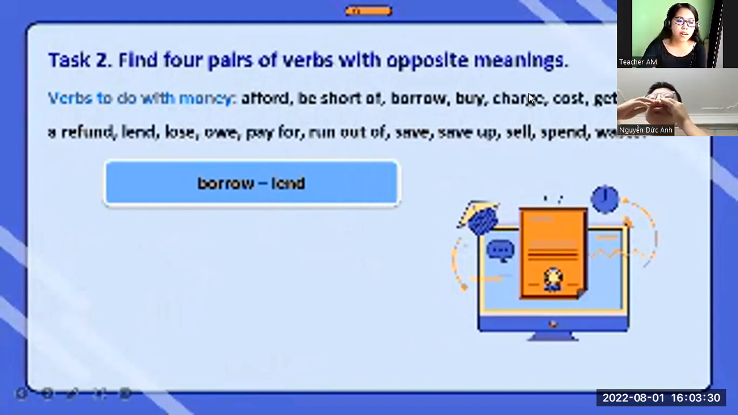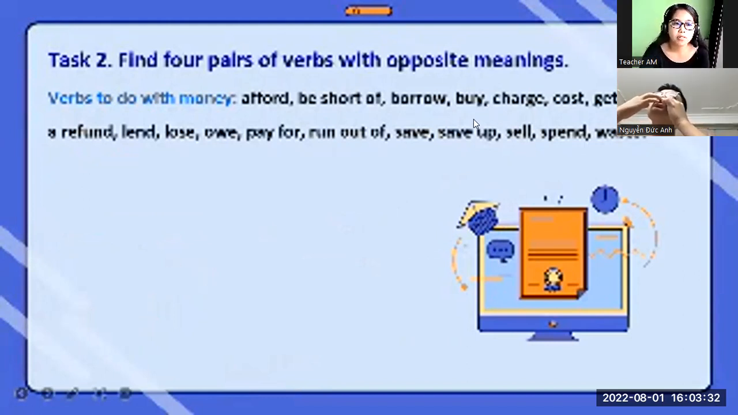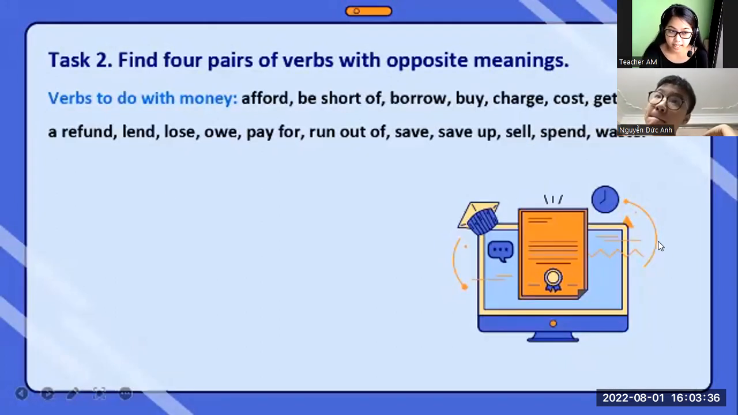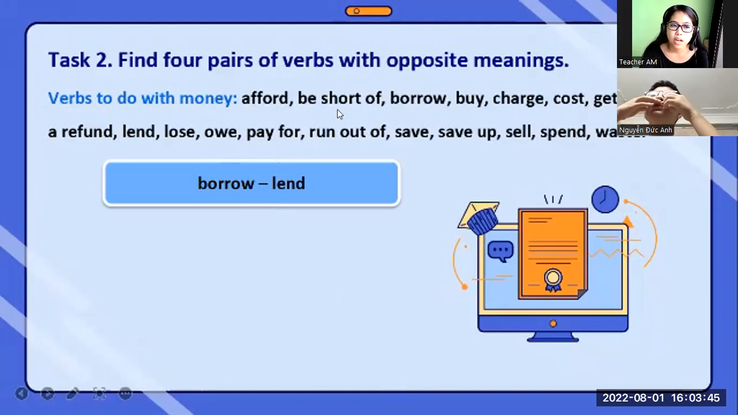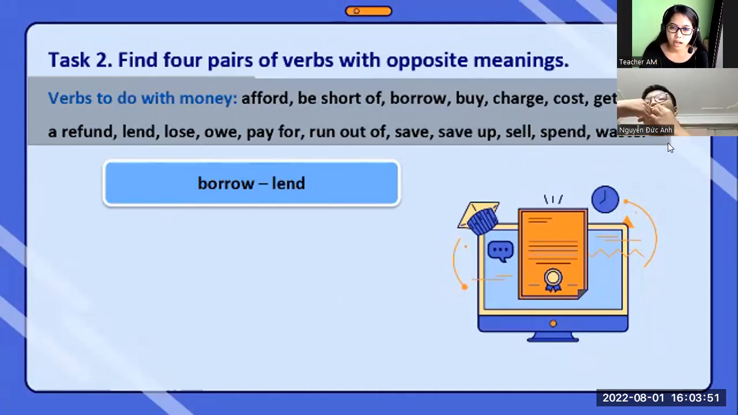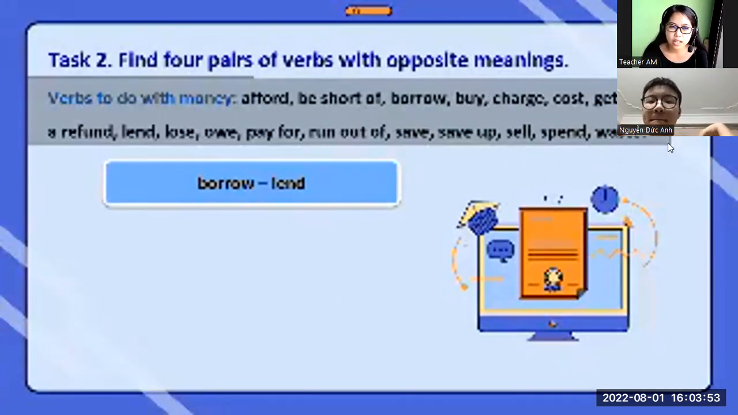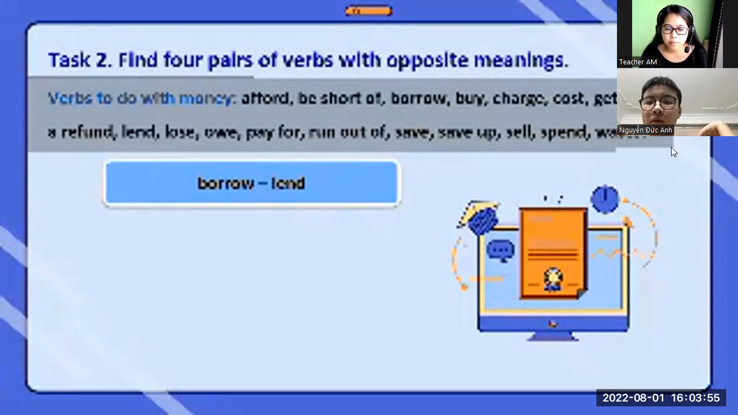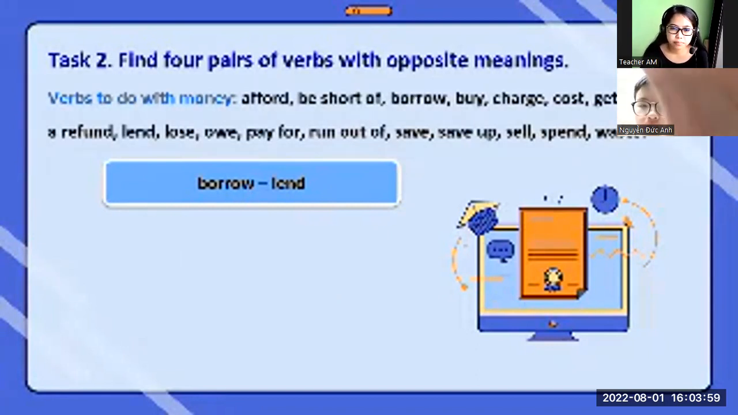I want you to find four pairs of verbs with opposite meanings. Okay? Four pairs of verbs with opposite meaning. I'll give you an example. We have borrow and lend. What else? You can choose your answer from here. Verbs to do with money. What else?